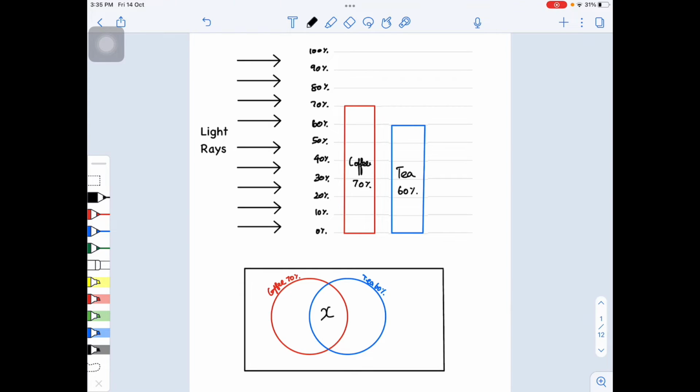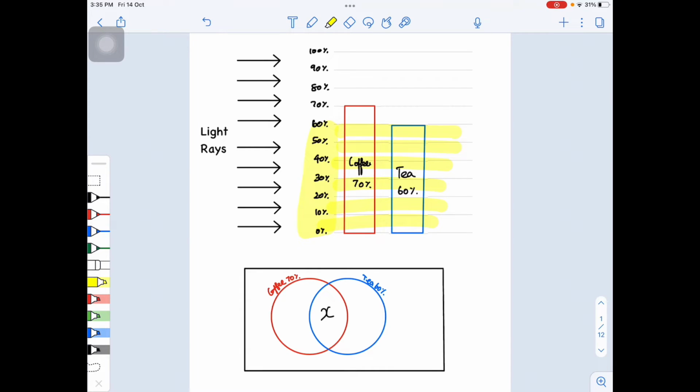The maximum number of light rays that can pass through both the red and blue color filters is 60%, from 0 to 60%. So these 60% of light rays pass through both tea and coffee. When the question is how many people can drink maximum tea and coffee, the answer can visually be seen: a maximum of 60% of light rays can pass through both filters.